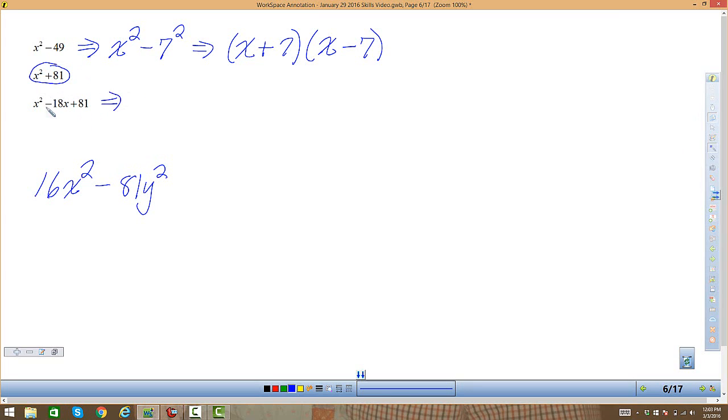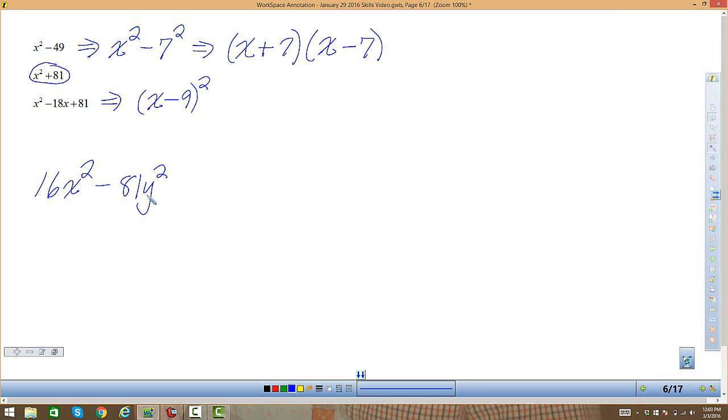Here I'm going to do a quick check. Half of negative 18 is negative 9. Negative 9 squared is 81. So I see that this is the binomial x minus 9 squared.